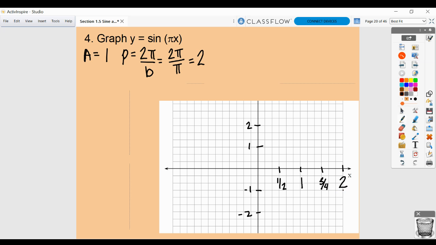Okay, so now we need to make our t-chart. So you have your x, which is 0, 1/2, 1, 3/2, and 2. Oh, it is 1.5, three halves.